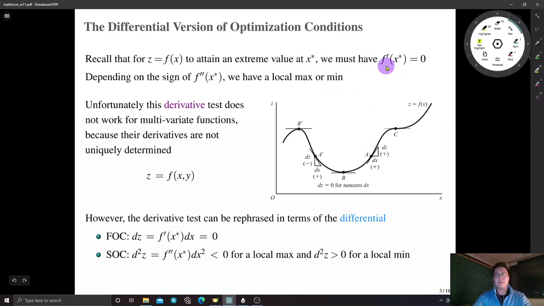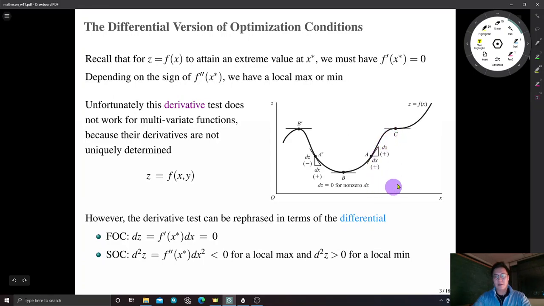But this is not sufficient, only a necessary condition, because if we take a look at point C, at this point the tangent line is also horizontal. So the derivative is equal to 0, but this is neither local max nor local min. This is an inflection point, right? So the curvature of the function is changing at this point, but this is not an extreme value. So the function was concave, right?